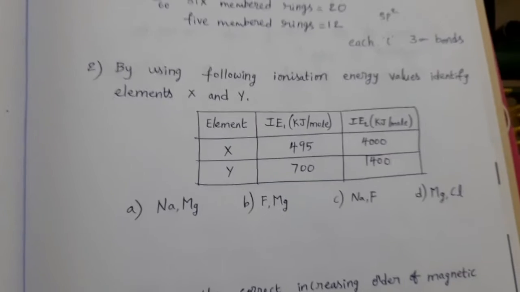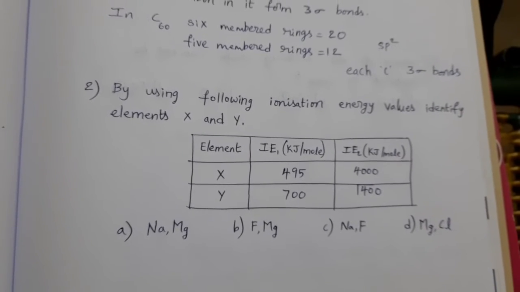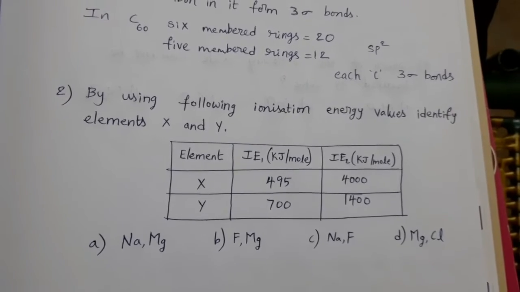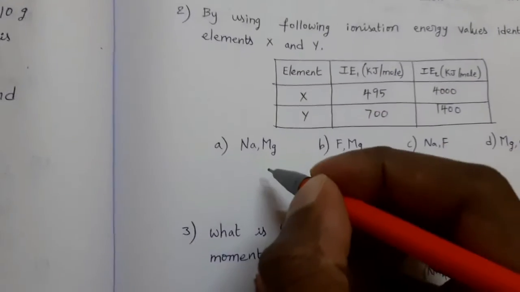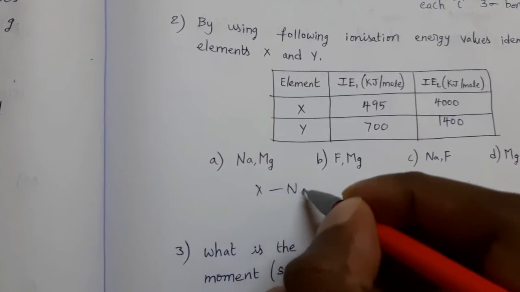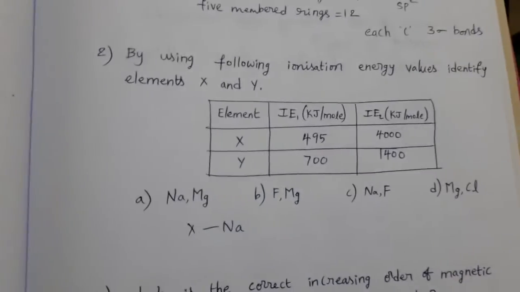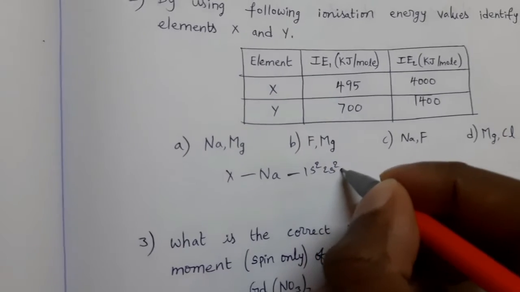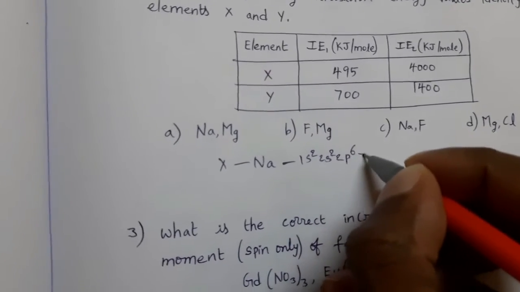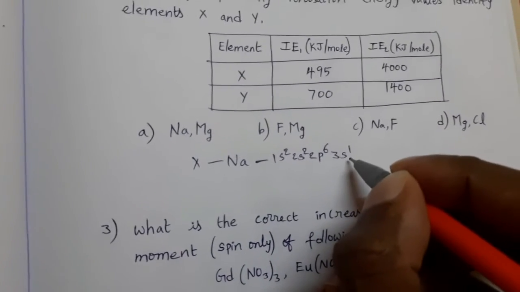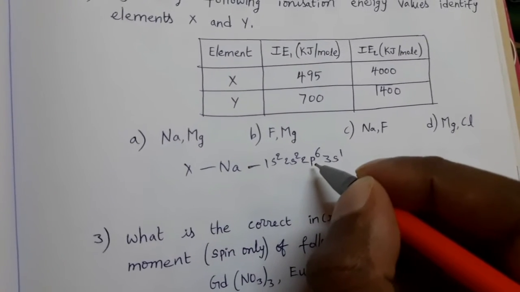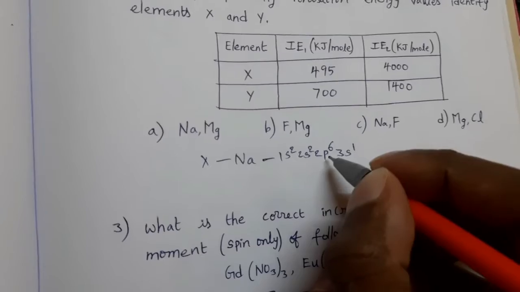That means this element may be an alkali metal. Alkali metal means, in the given options, what is that? Sodium. So X is sodium, because the sodium configuration is 1s2, 2s2, 2p6, 3s1. It can be removed with less amount of energy, but from this, more energy is required to remove the electron.